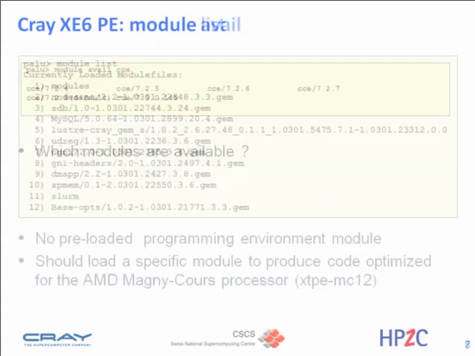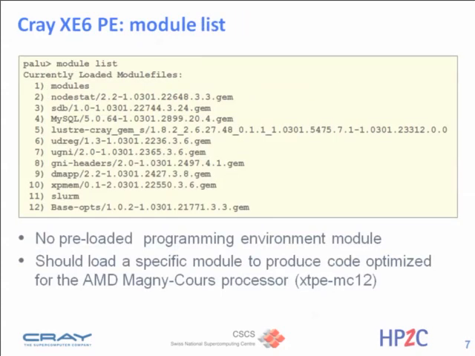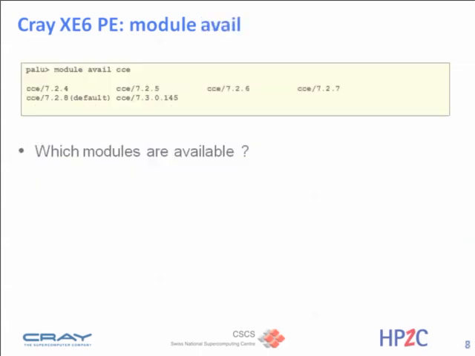So this one, module list, is to check what modules are loaded, what is available in your session. Next command is module avail. It's what you can issue to understand which modules you can possibly load. What are all the modules available on the system? And for example, if you specify module avail cce, CCE is the name of the Cray compiler. With module avail cce, you can look at all the versions of the Cray compiler that are available on this system.